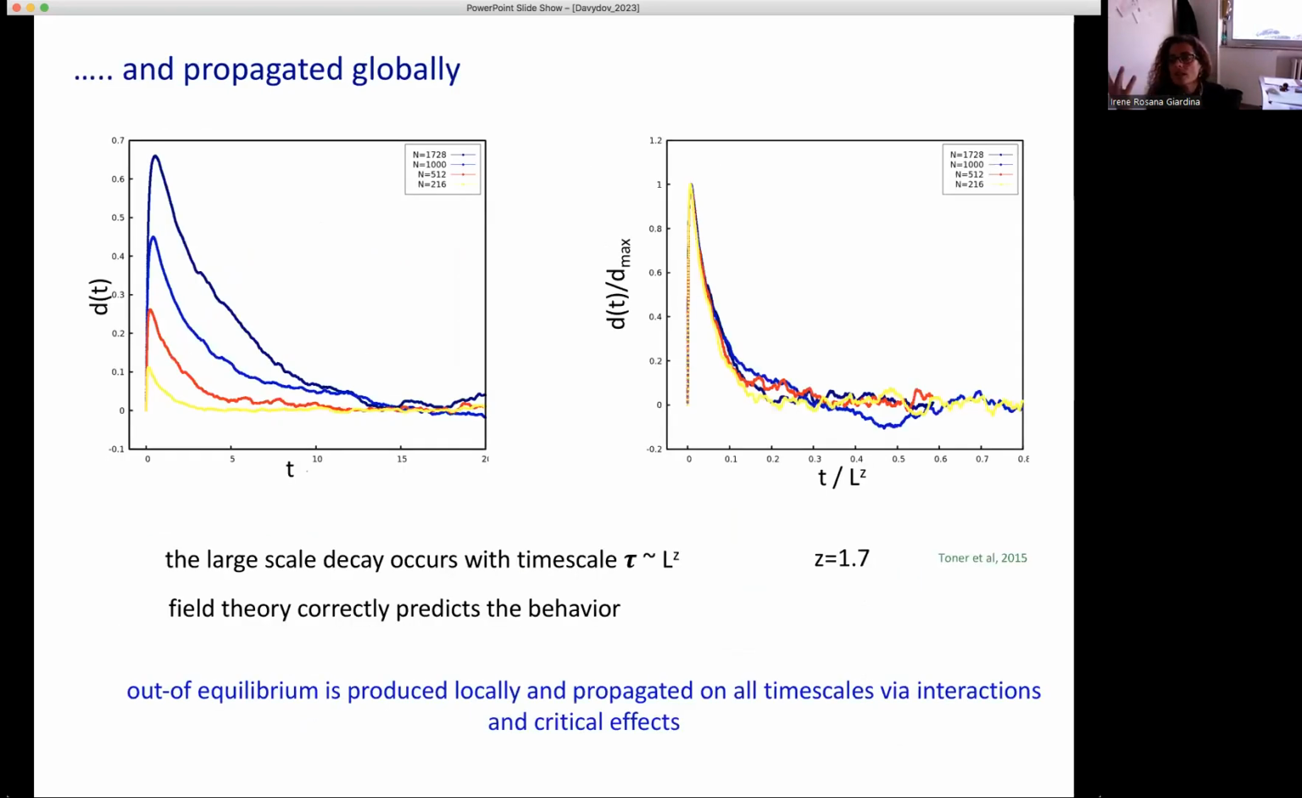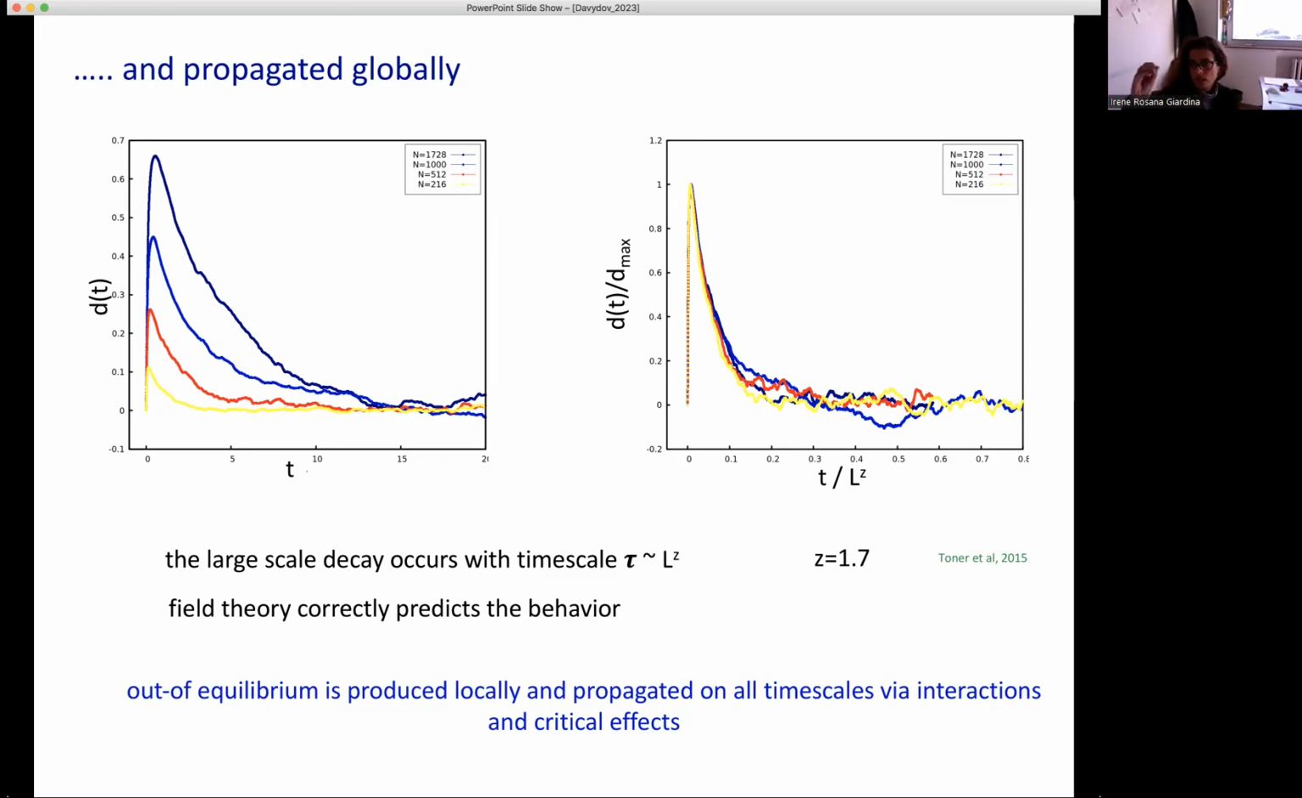But then how is it that it also becomes a global phenomenon? Because I've told you that FDT violations are also observed on the large scale. Well, this is due to the fact that this system is an interacting system. So there are correlated regions in the system, and these correlated regions become larger the closer I am to TC. So this propagation of out of equilibrium features to the large scale is due to the fact that we have these large scale correlations that connect each part of the system with each other.